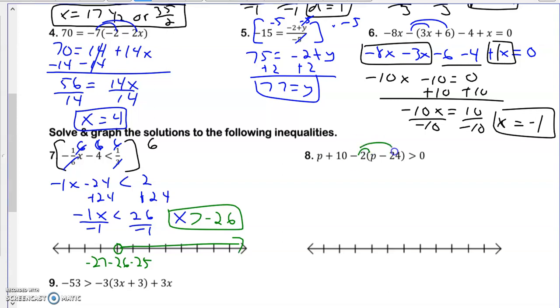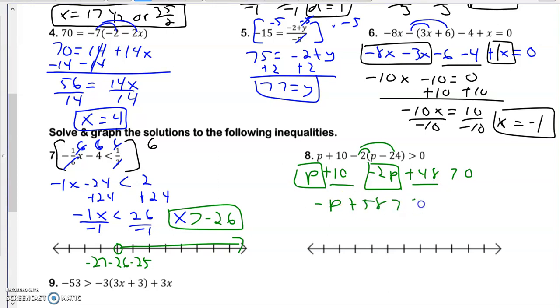On the next one, I'm going to distribute. So I got p plus 10 equals negative 2p. Two negatives make a positive, 48 is greater than 0. Then I'm going to combine like terms. And this, I shouldn't have written here. There was just a minus 2p. I don't know why I put an equal sign. I'm going to combine like terms. So I have a p and a minus p, so that's going to get me a negative p. Then I'm going to add these. I'm going to get a positive 58 is greater than 0.